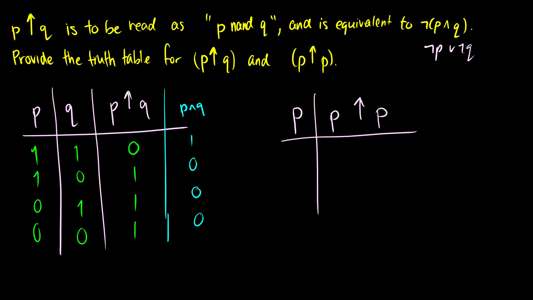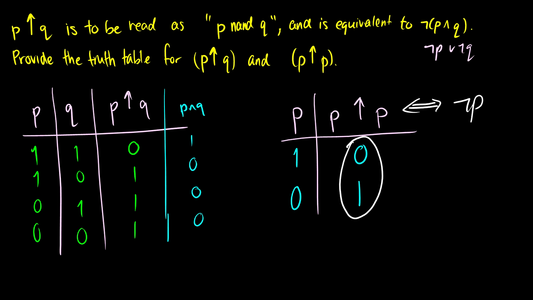Okay, so let's do the truth table for P up P. So if P is a 1, P can also be a 0. So if P is 1, then we're going to have 1 up 1, and that is going to be false. But if P is false, then we have false up false, and that's going to be true. So what do we see here? We see that P up P is equivalent to not P. So this is going to be pretty useful to know.